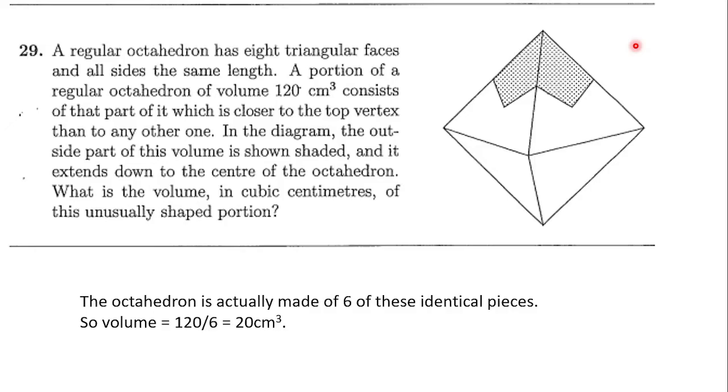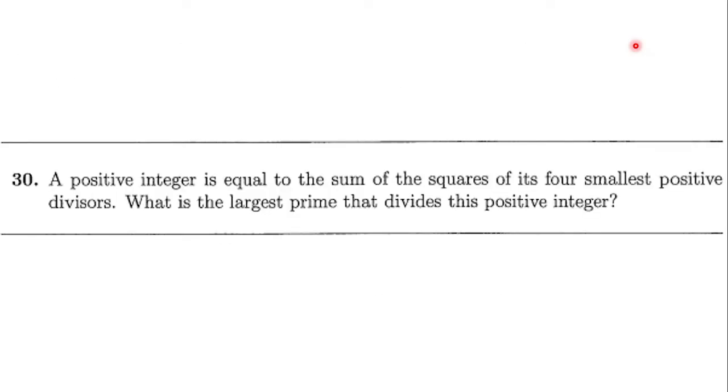Now for the final question. A positive integer is equal to the sum of the squares of its 4 smallest positive divisors. What is the largest prime that divides this positive integer?